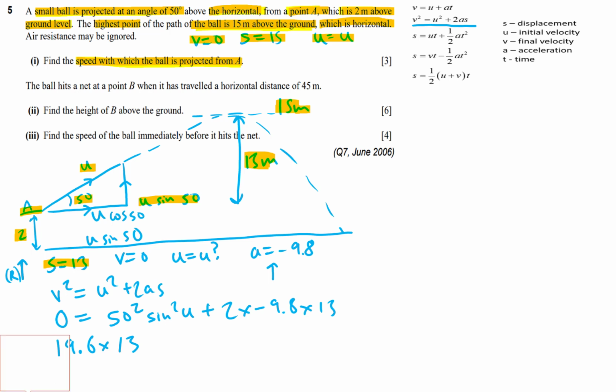Now let's go back to the highlighter. So we've got V equals 0, we're looking for U, and we resolve vertically because the height is 13, and then that makes us A equals minus 9.8 because that's acting downwards. So remember, we're resolving upwards as well. So what SUVAT formulas can we use? This is V squared equals U squared plus 2AS. So step 1, let's just write that down.